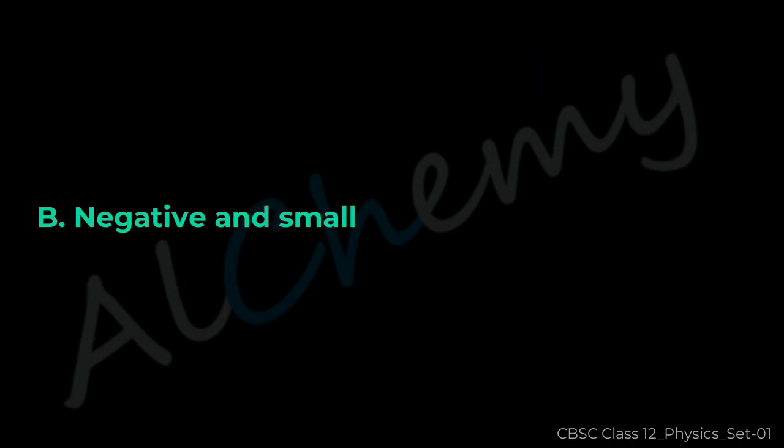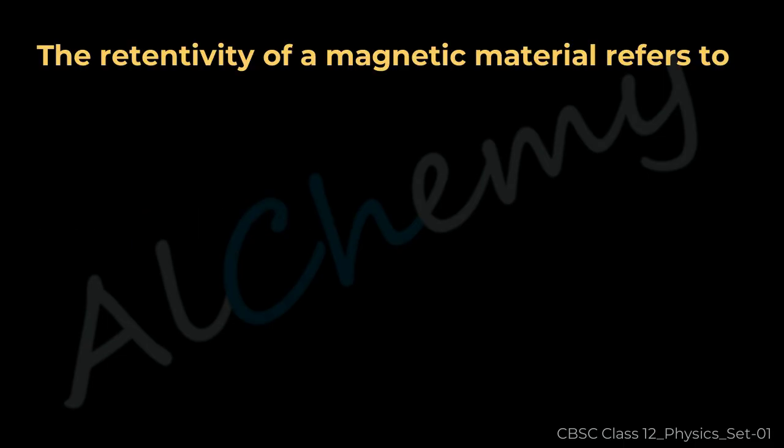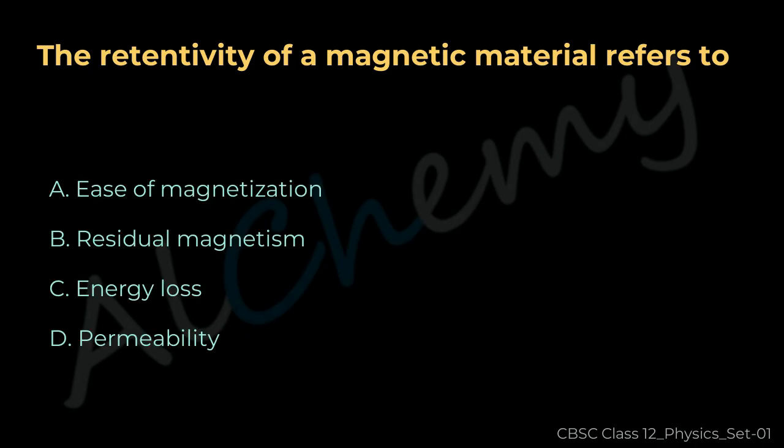The correct answer is B. Negative and small. Question 45. The retentivity of a magnetic material refers to A. Ease of magnetization, B. Residual magnetism, C. Energy loss, D. Permeability.